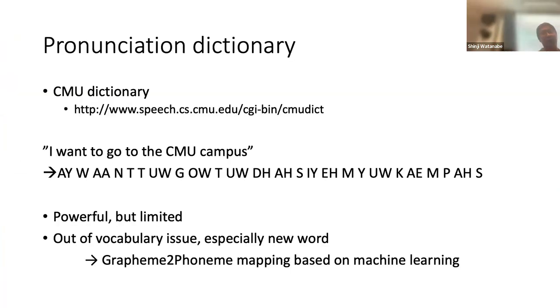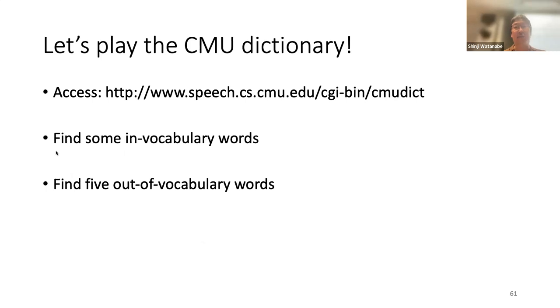And there are some advanced methods, like grapheme to phoneme toolkits, to provide such pronunciations. But basically, other than that, we are highly reliant on the dictionary, whether it is the CMU dictionary or a dictionary resource in another language. So this is the lexicon part. And in my lecture, lexicon is not included in detail.